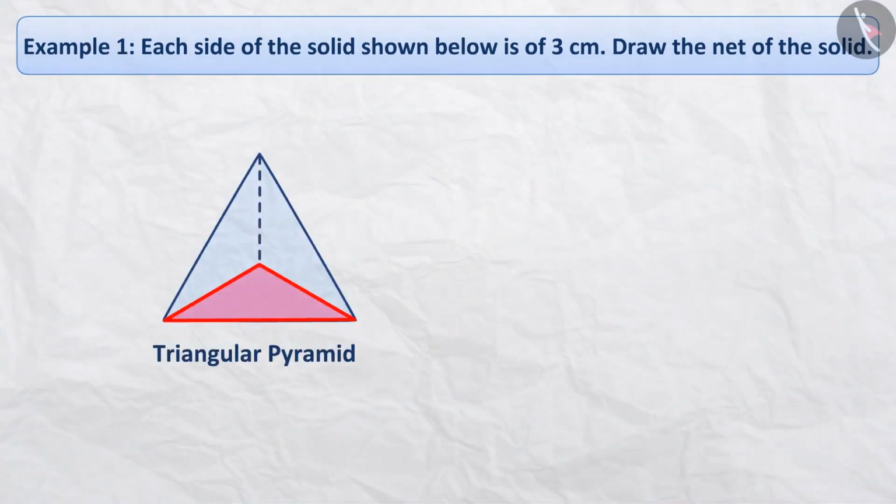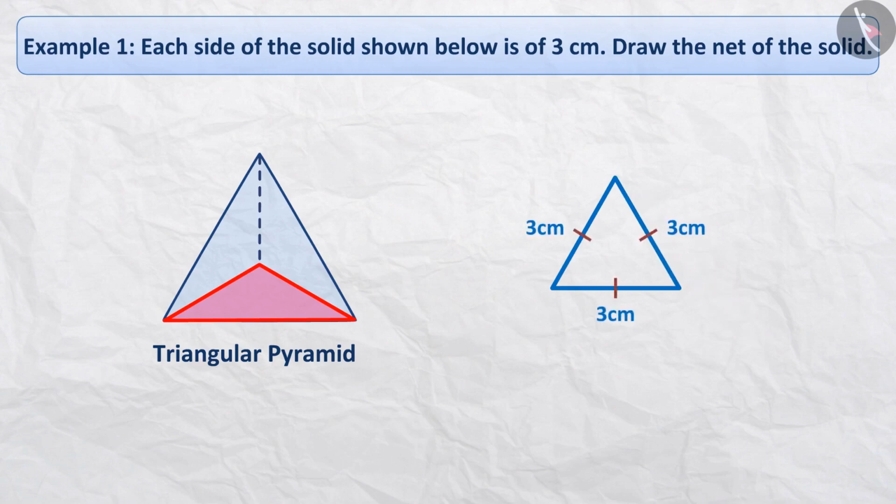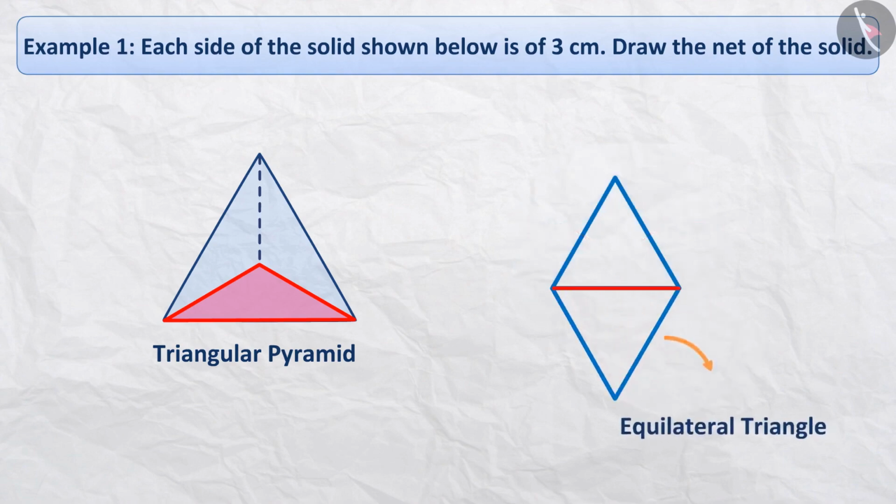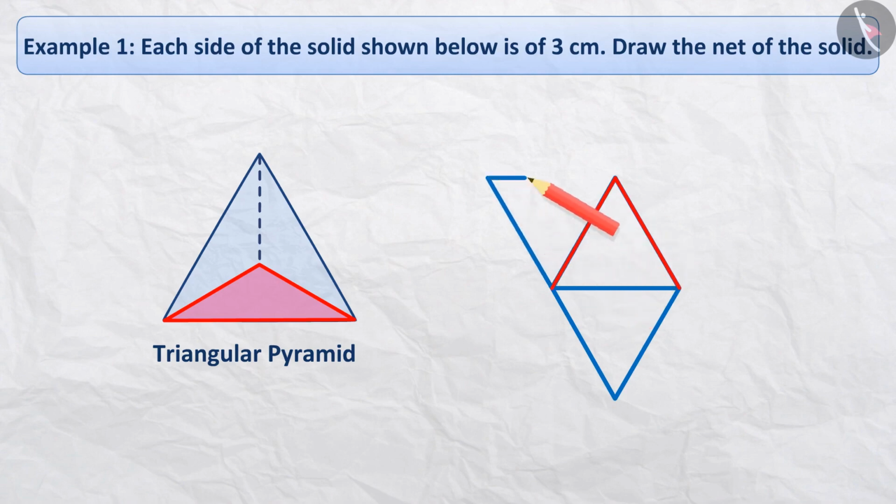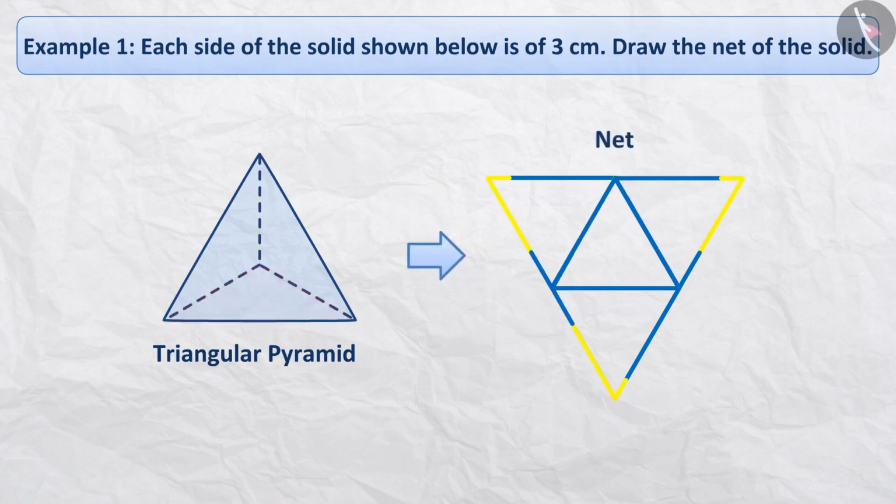To draw a net, we will first draw a triangular base with all sides equal. Now, we will draw an equilateral triangle on one side of this triangle whose side is equal to the side of the base. Similarly, we will draw the triangle of the measure of the base on the remaining 2 sides. In this way, we have drawn the net for the triangular pyramid.